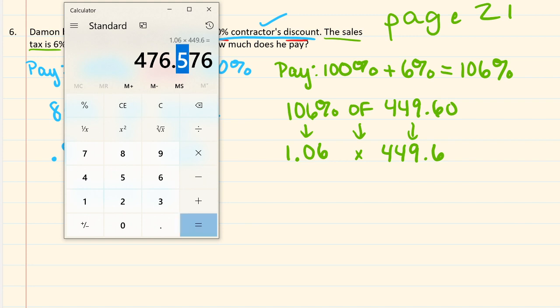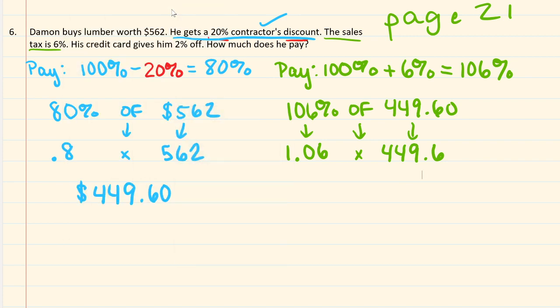Okay, when we're talking about money, you only ever need 2 decimal places. So the 6 that we're not going to count is going to round the 7 up to an 8. So it's actually going to be $476.58. So we've done the green part.